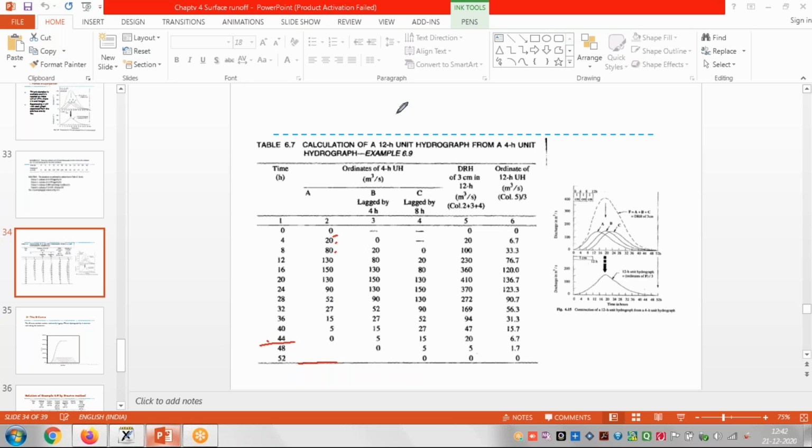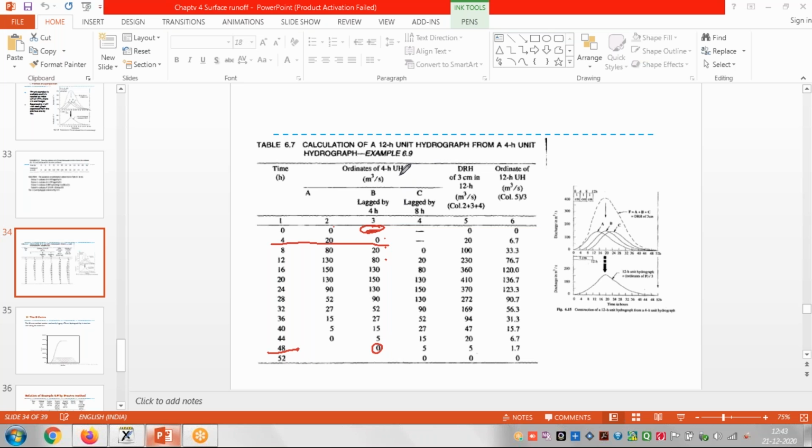Now see, we want the hydrograph for 12 hours. So it means the same ordinate we will draw after lagging of 4 hours. This is our 4, right? Exactly at 4 we will write this same ordinate. So first in the third column we leave this blank, and the same ordinates we will write here: 0, 20, 80, 130, 150, 130, 90, up to when it ends. It will end up to here.